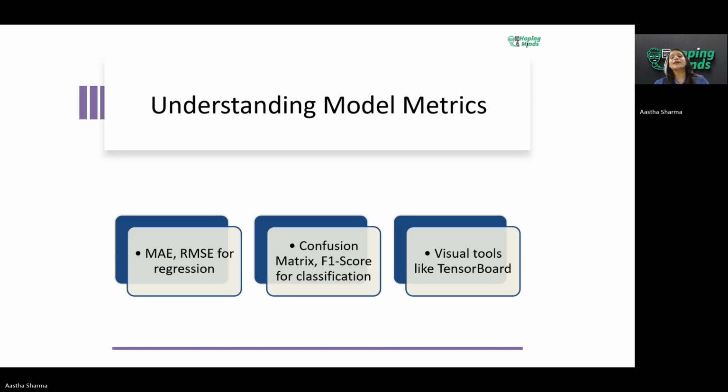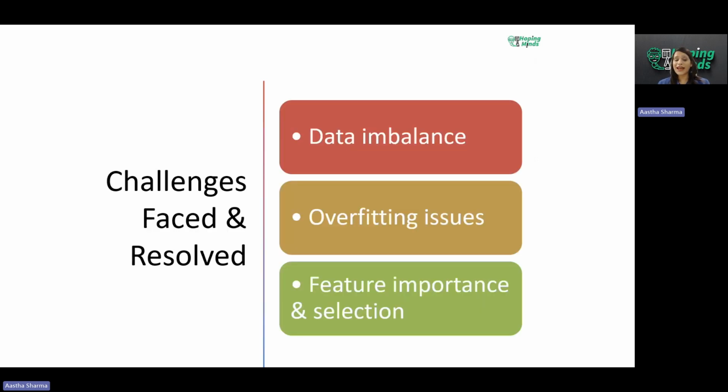This was all about how you are going to get an understanding of the model metrics. We can't improve what we can't measure. So for regression, we used MAE and RMSE. For classification, we used accuracy, precision, recall, F-score, and we also visualized the results using the confusion matrix and ROC curves. Metrics help us to know when the model performed well and when it needs to be improved. So this was all about the evaluation part.